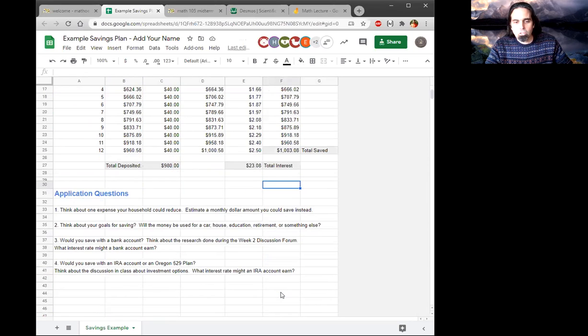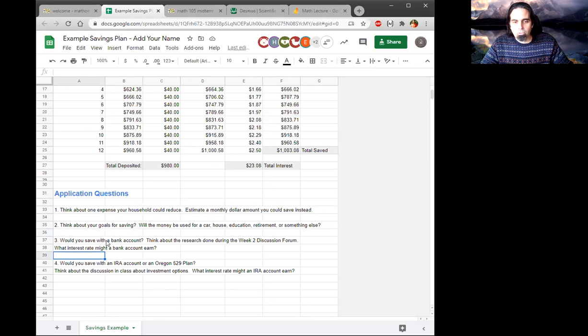So the application questions are, think about an expense your household could reduce. Maybe you don't get Dutch Brothers as many mornings, or cut down on smoking or eating out or something. But estimate a monthly dollar amount that a household could save. What are your goals for investing or saving? Are you looking for a car, a house, education, maybe a kid's education, retirement, something else?